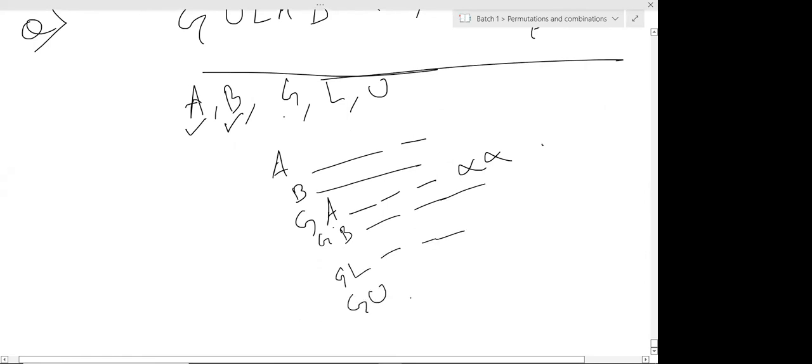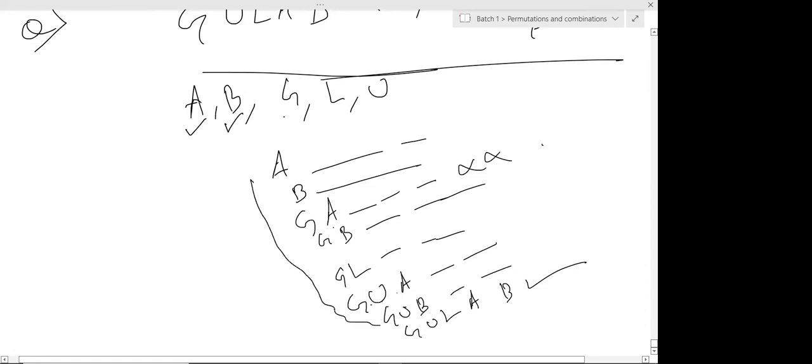GL will come, we don't want that. Then GU will come, this we want. That means GU, after that A will come, we don't want. GUB will come, we don't want. GUL will come, we want that. Then A comes, then B comes. This is our letter, this is our word. So just count this one out. Is it clear, Shavya? Yes, sir. Okay.